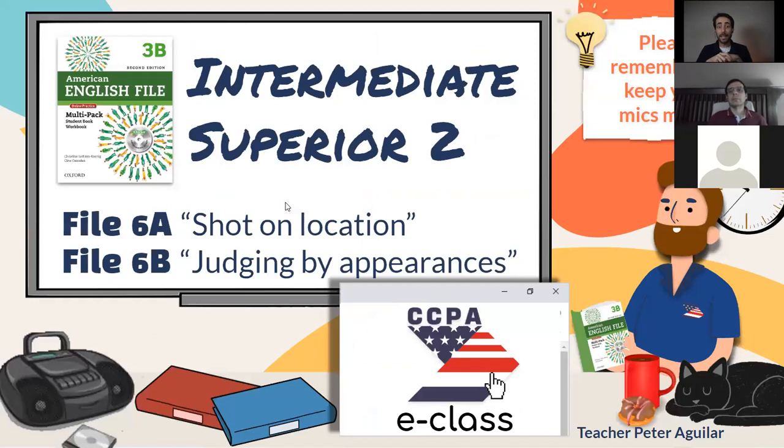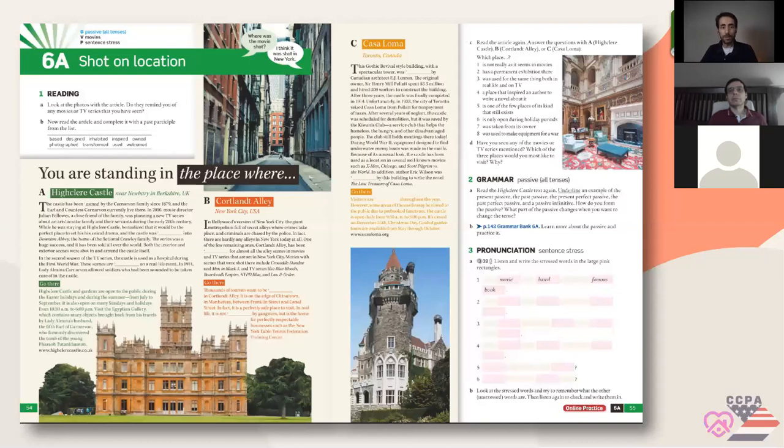Like I said, today we are looking at two files, 6A and 6B. These two files are files that we already saw in the past. Yes, we saw them in the first two classes, right? In the first one, we saw 6A, and on the second one, 6B. And probably you saw the video lessons for this as well. I don't know, but just in case, we are revisiting those. Our first unit, file 6A, was shot on location.